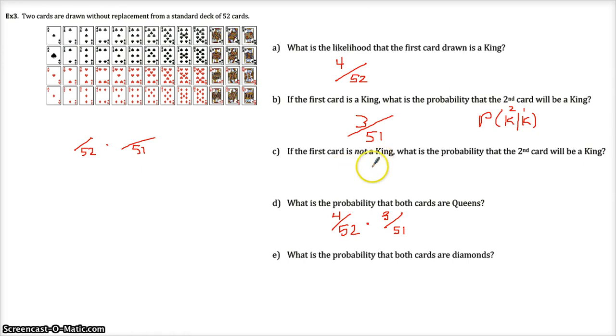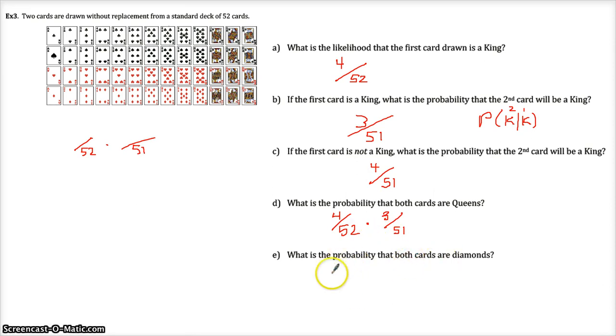If the first card's not a king, what's the probability the second card will be a king? Again, we know that the first one was not a king. We pull out a non-king from the deck. There are 4 now of the 51 remaining cards that are kings. I will do this in the calculator in a second.